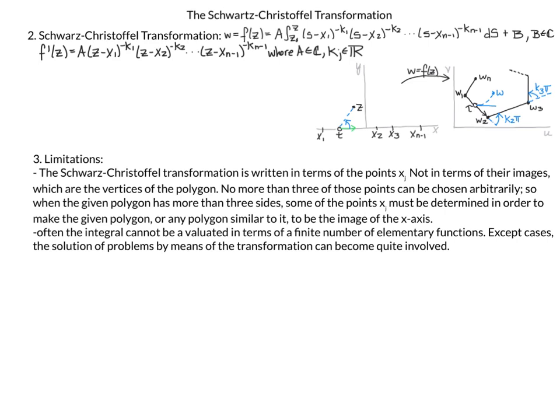So when the given polygon has more than 3 sides, some of the points x sub j must be determined in order to make the given polygon, or any polygon similar to it, the image of the x-axis. Often the integral cannot be evaluated in terms of a finite number of elementary functions. You notice how we use the beta function. There are cases where the solution of the problems by means of the transformation can become quite involved.